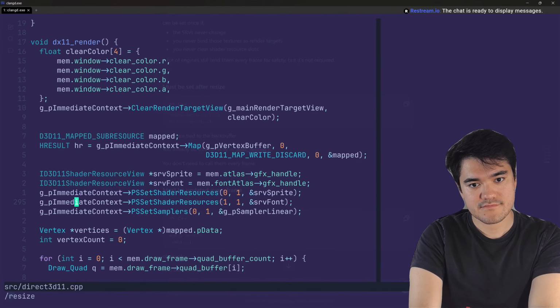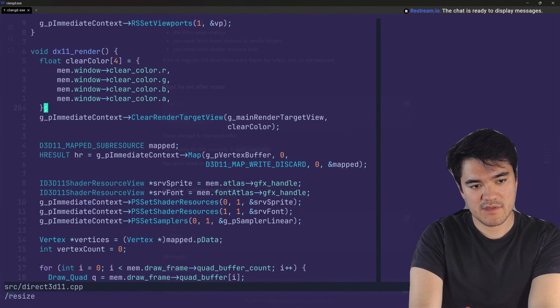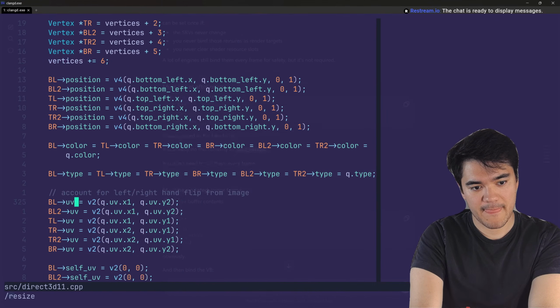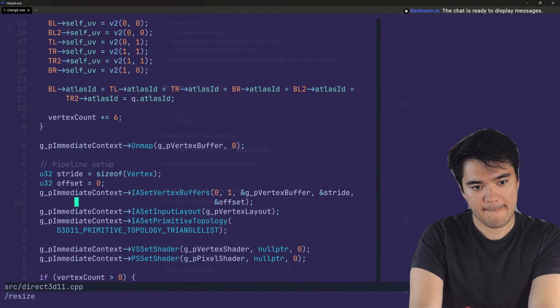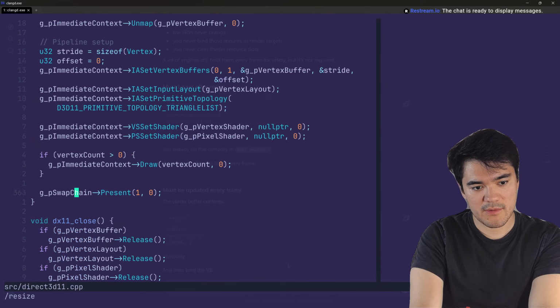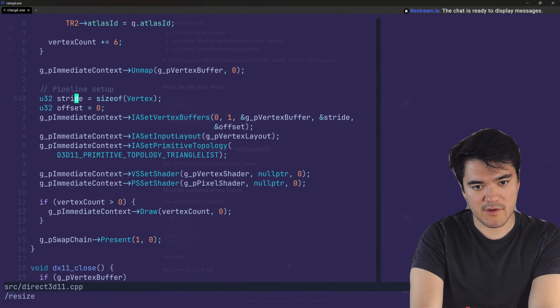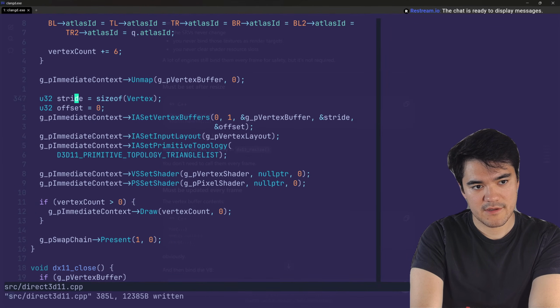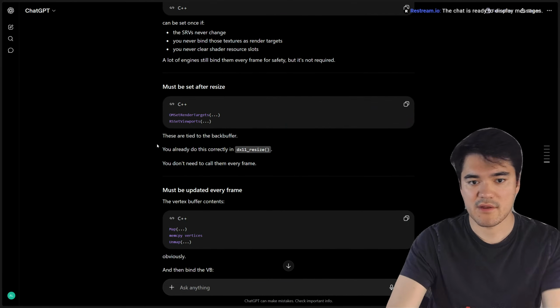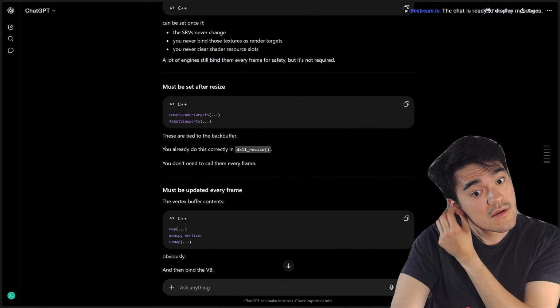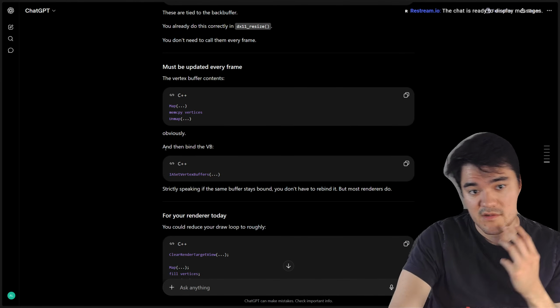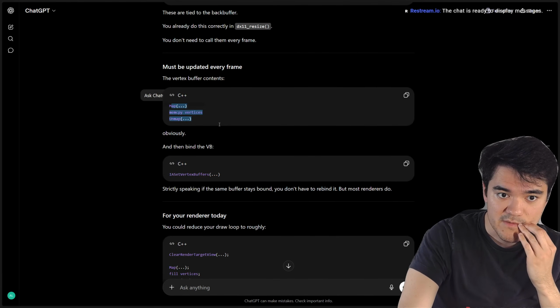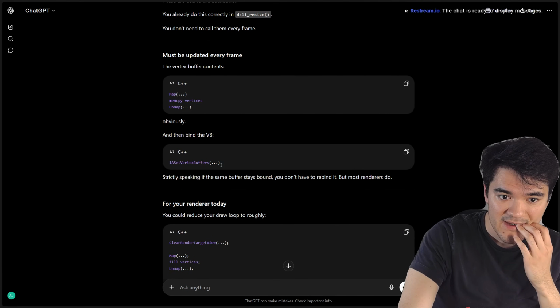We definitely need to clear it though. So I mean we're not doing it every frame anyway, so it shouldn't matter. Vertex buffer contains map. Vertex map. Find the v buffer.